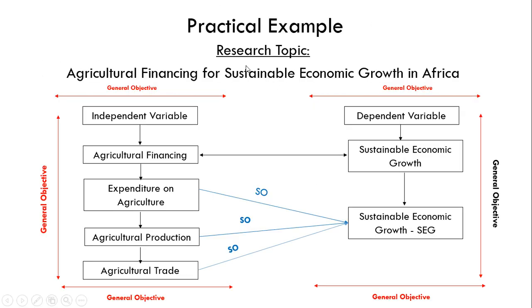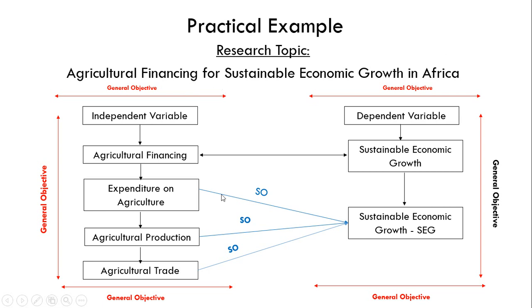Now, going to a practical example, we have chosen a research topic that says agricultural financing for sustainable economic growth in Africa. Literally, by the time you see this research topic, you could deduce that what it intends to do is to examine how you finance agriculture in order to sustain economic growth in Africa. So this topic simply says: how do you finance agriculture in order for economic growth in Africa to be sustained.